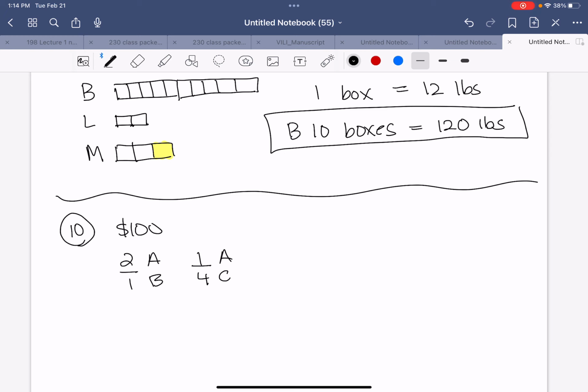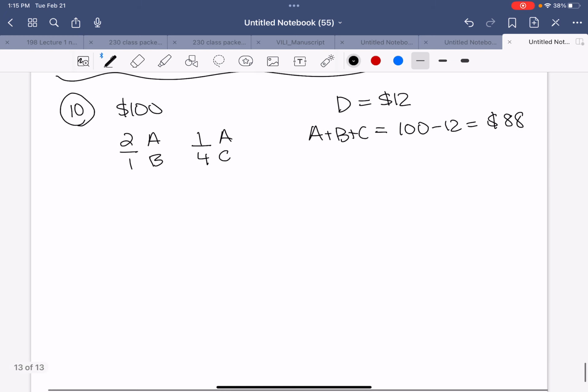It worked out best if she gave $12 to charity D. So charity D gets $12. Well, if charity D gets $12, then what do I have left for A, B, and C if my total is $100? Well, I just subtract those to get $88 left for those 3. So now what I can do is to set up my boxes.